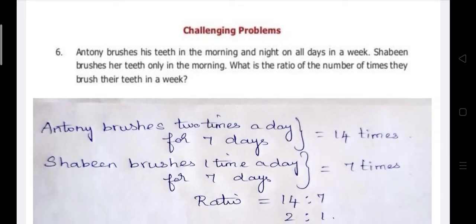The next challenging problem. Anthony brushes his teeth in the morning and the night on all days in a week. In a week there are 7 days and he brushes morning and night, that is 2 times a day. So Anthony brushes 14 times in a week. Sabine brushes her teeth in the morning alone, so she brushes 7 times. What is the ratio of the number of times they brush their teeth in a week? That is the ratio 14 is to 7. In simplified form, 2 is to 1 is the answer.